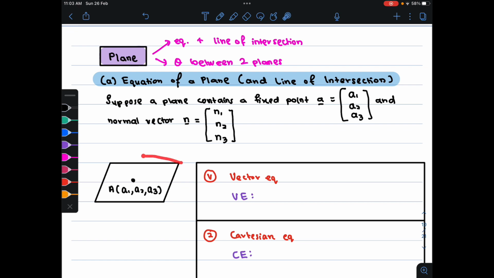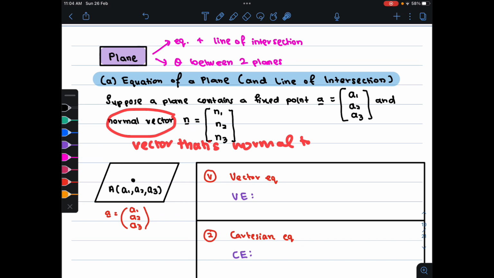A plane means that you have a flat surface area, and say that on this plane you have a fixed point. Therefore, that will give you the vector A. So this is your fixed point, and hence the vector A is A1, A2, A3. And each plane will have a normal vector. Note that a normal vector means a vector that is normal to your plane. And normal means 90 degrees or perpendicular to the plane.